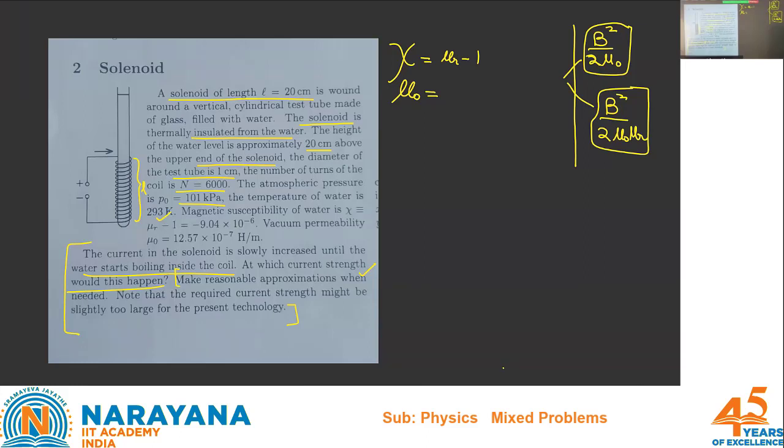Now, remember, this is a very small sized tube. And one thing is very clear: when you talk about the pressure terms, in comparison to the atmospheric pressure, the rho GH terms are negligible.